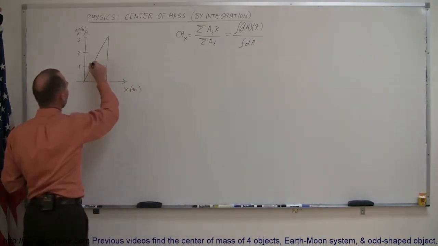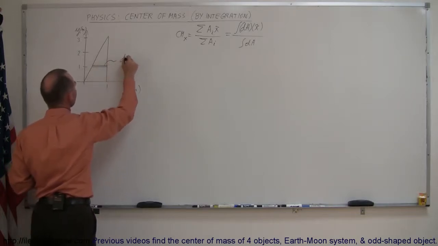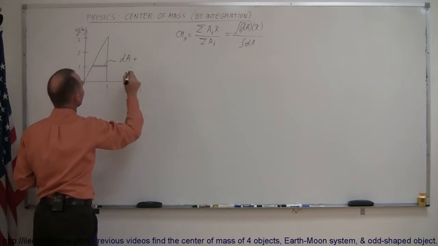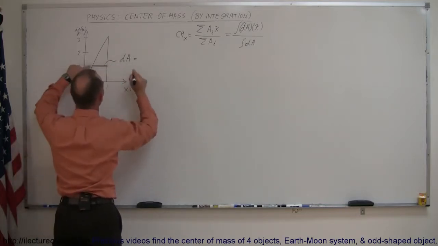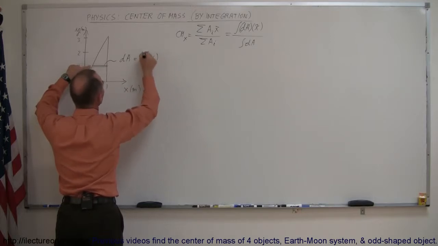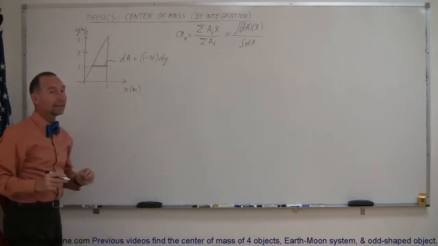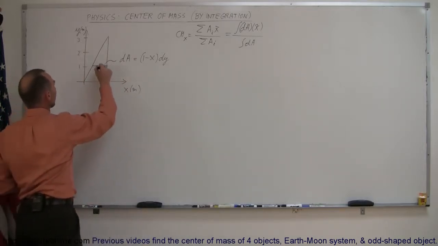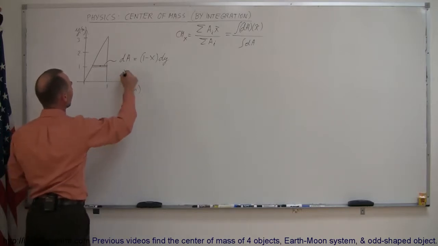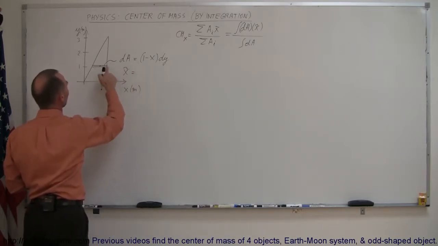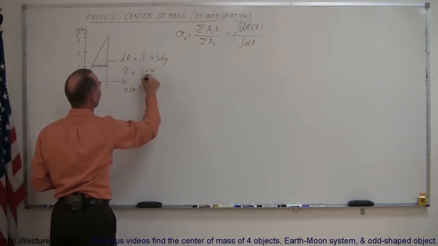Well, we go ahead and take a little slice. And this is now going to be called our dA. Our dA is going to be equal to the length of this, which is 1 minus the x position on that line right there. So it's 1 minus x times the height of that little line segment, which is dy. And the x coordinate of the center mass of that area, the x tilde, can be defined as the sum of these two divided by 2. So it would be (1 plus x) divided by 2.